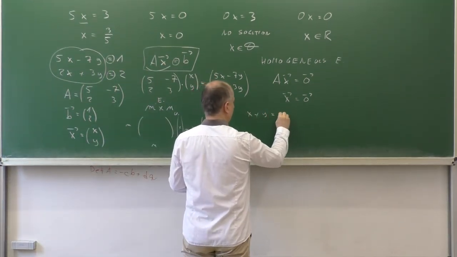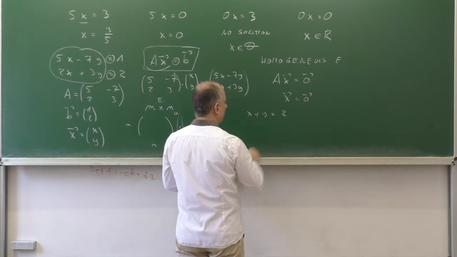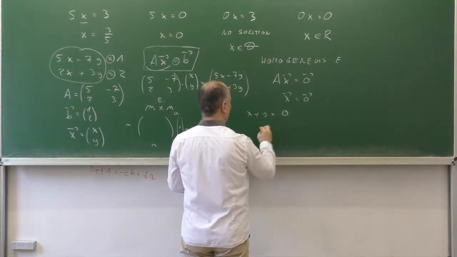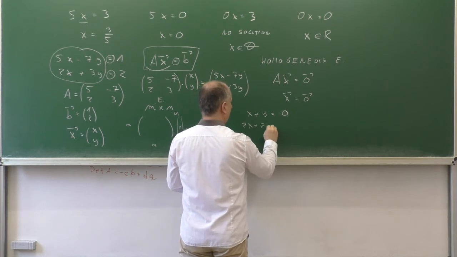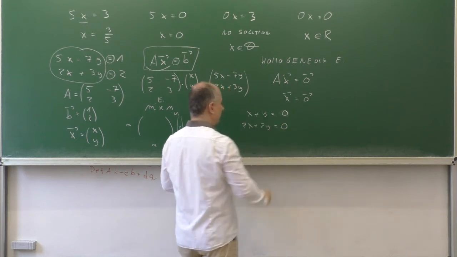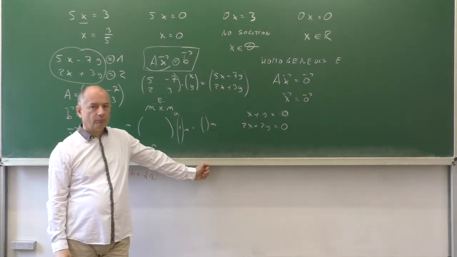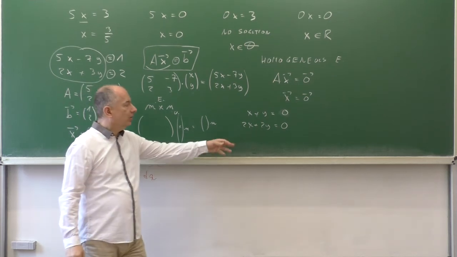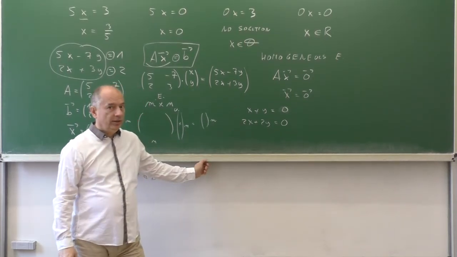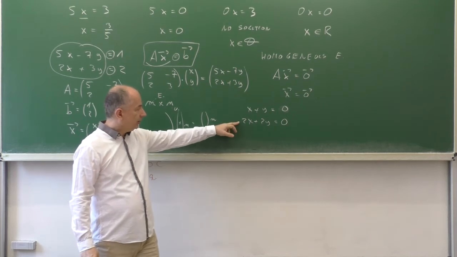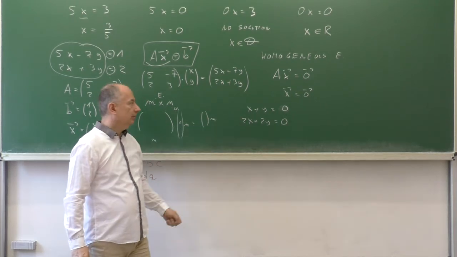x plus y is 0, 2x plus 2y is 0. Well, we see that they are not independent. The second equation is just 2 times the first one.